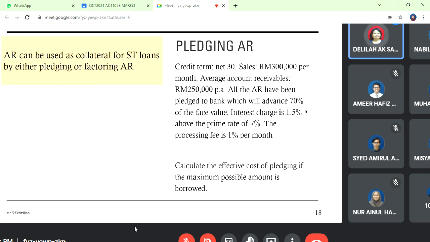How much is the interest? 1.5% above the prime rate of 7%. So prime rate is the basic lending rate for the bank. So pinjaman ni adalah 7% plus 1.5. Maknanya pinjaman interest tu is 8.5%. And then they charge a processing fee every month, 1%. Calculate the effective cost. So do this one.